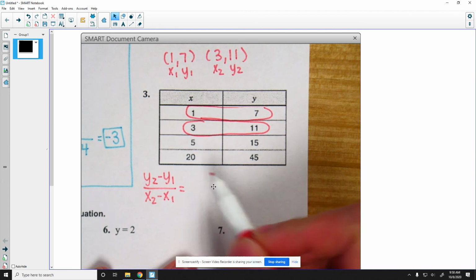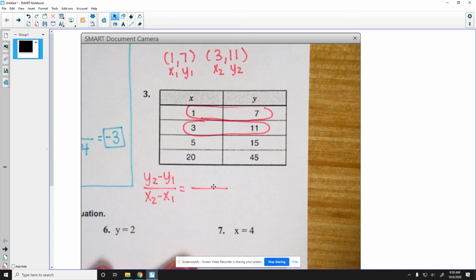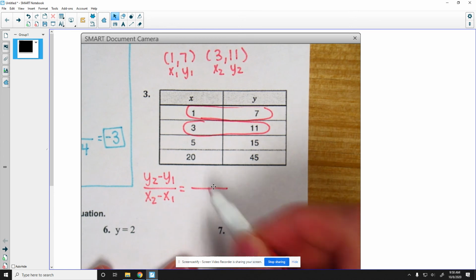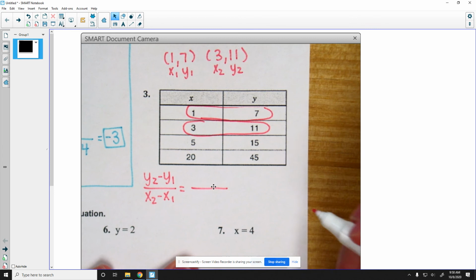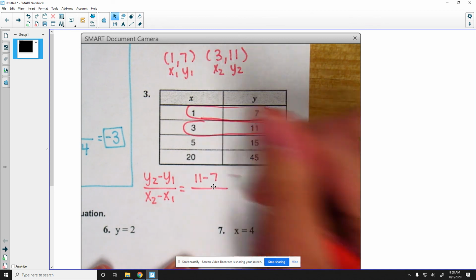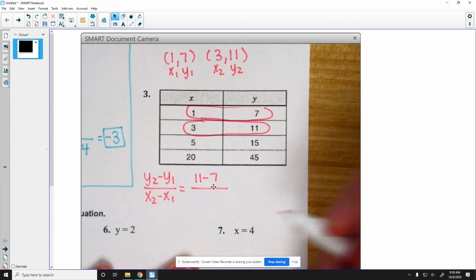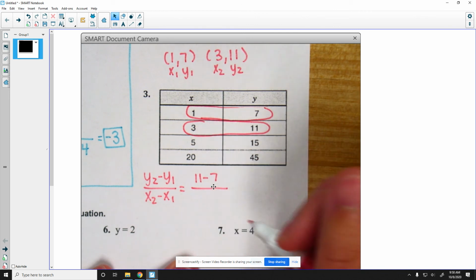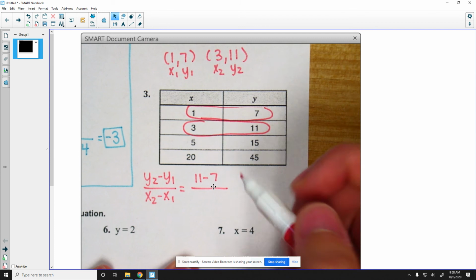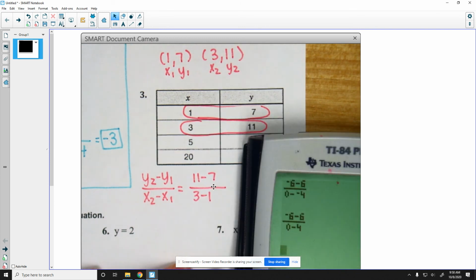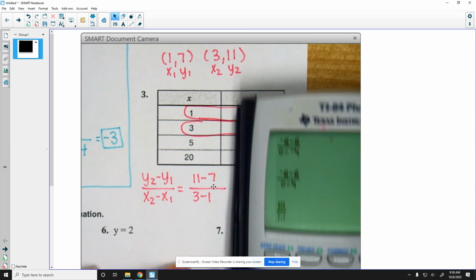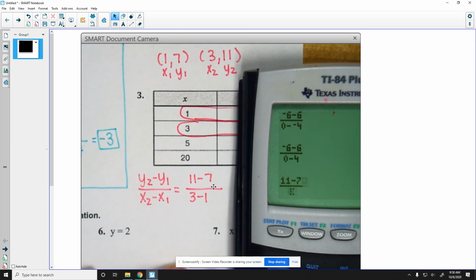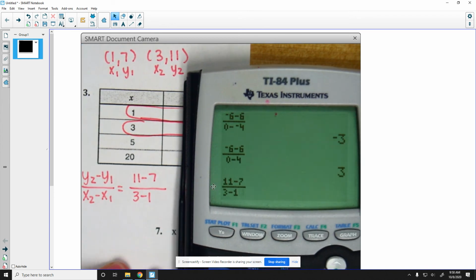All right, so now when I plug in the numbers, Emily, on top, it's what minus what? 11 minus 7. Thank you. And then on the bottom, Cooper, it's what minus what? 3 minus 1. Yes. So please remember, if you just put it in your calculator as a big fat fraction, it's just going to simplify for you. It's going to do the negatives for you. It honestly saves you from a silly mistake. So the slope is 2.